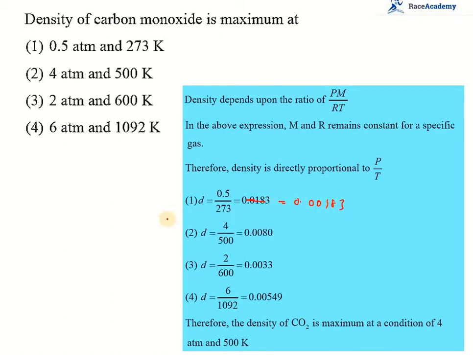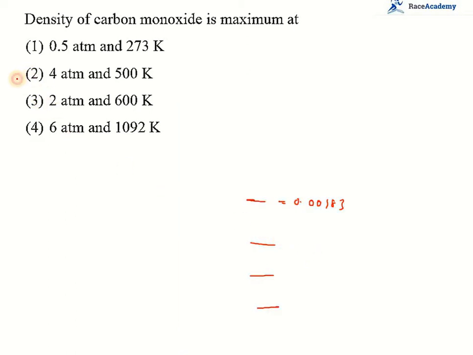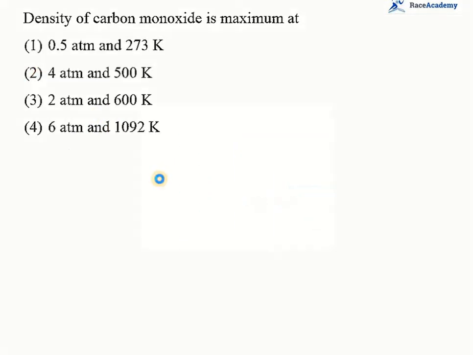We got 0.00183. The second option, 4 by 500, is 0.008. The third option, 2 atmosphere and 600 Kelvin, gives 0.0033. And the fourth option, 6 atmosphere by 1092, gives 0.00549. So the density is maximum for the condition 4 atmosphere and 500 Kelvin. So our second option is the right option for the question.